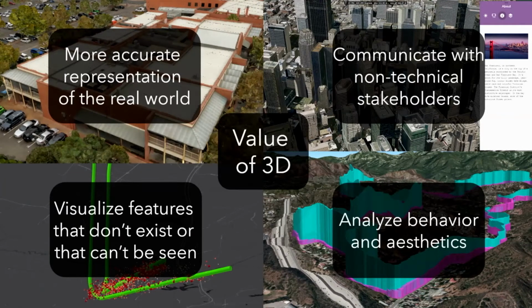And what we see is users ask us for 3D for more accurate representations of the real world. They use 3D to visualize stuff that doesn't exist or that they can't actually get to. 3D is definitely better for communicating with non-technical audiences. And then you can analyze behavior and aesthetics in 3D. You don't really analyze too much aesthetic information in 2D maps, right? So like, what's brick in 2D, right? That's one of the things that I always talk about.